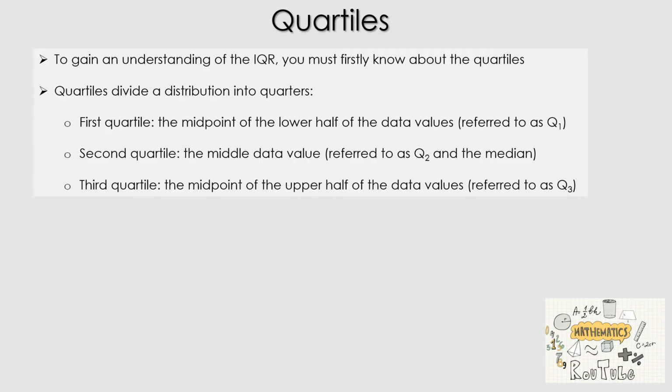Okay, so before we get to the interquartile range, we need to know about quartiles. So what are quartiles and what do they do? Well, quartiles divide a data distribution into quarters. So the first quartile is the midpoint of the lower half of the data, which we refer to as Q1. We then have the second quartile, which is the middle data value, which is referred to as either Q2 or the median. They are the same thing. And then the third quartile is the midpoint of the upper half of the data values, which we refer to as Q3.